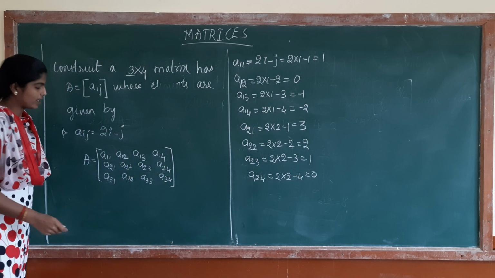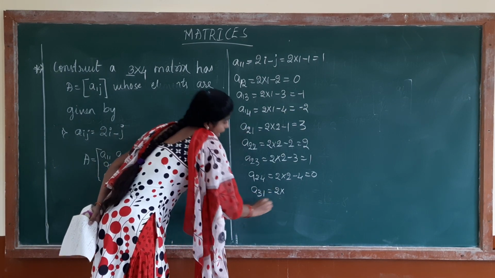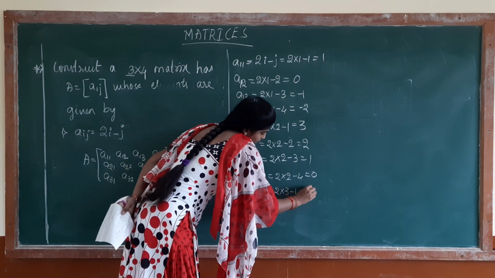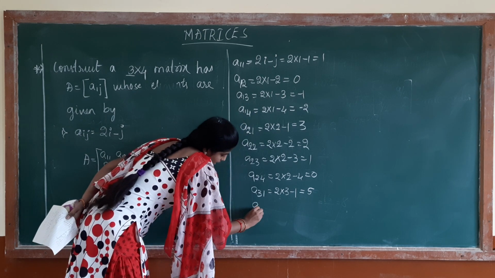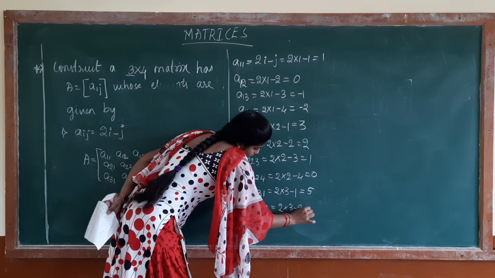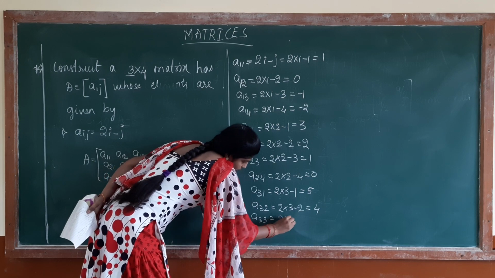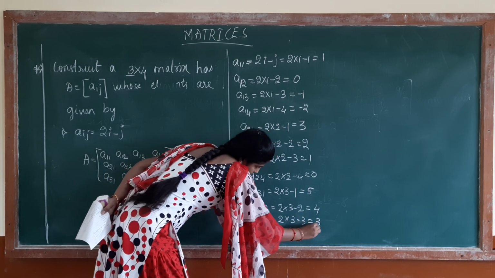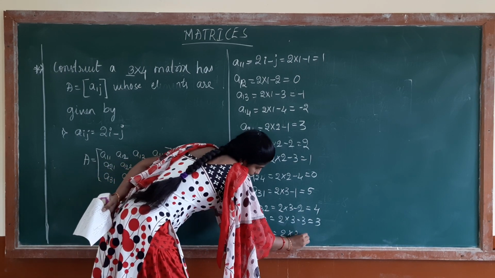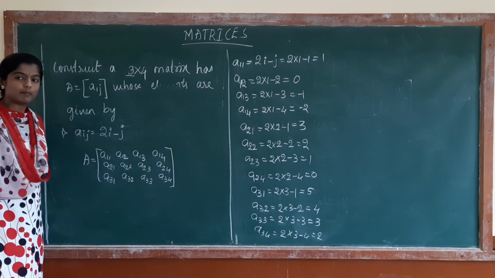And the third row, first element is A31. That is 2 into i, here i is 3, 3 minus 1, so it is 5. A32, 2 into 3 minus 2, 4. A33, 2 into 3 minus 3, that is 3. A34, 2 into 3 minus 4, that is 2. These are the elements of the 3 cross 4 matrix.